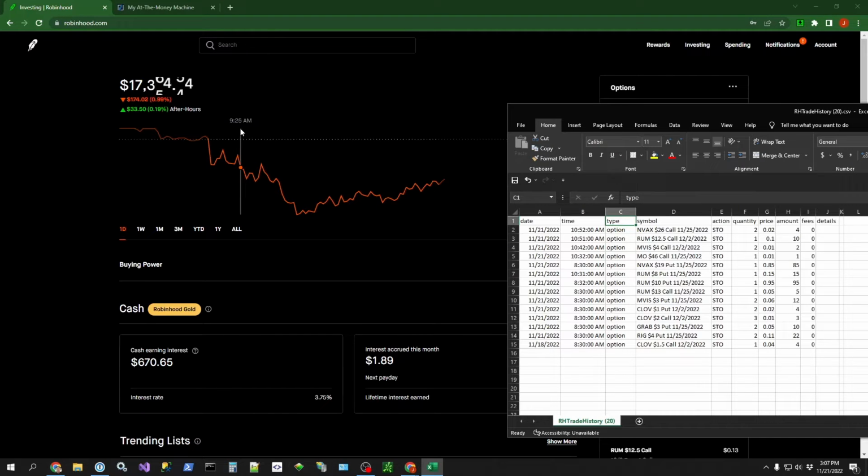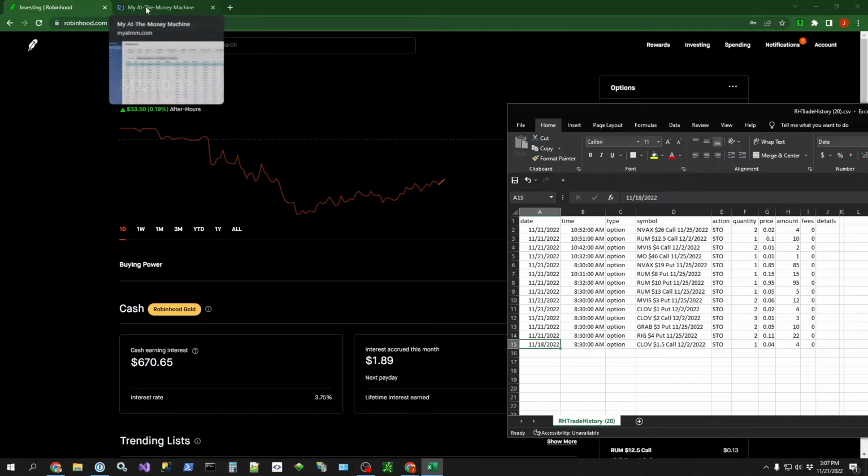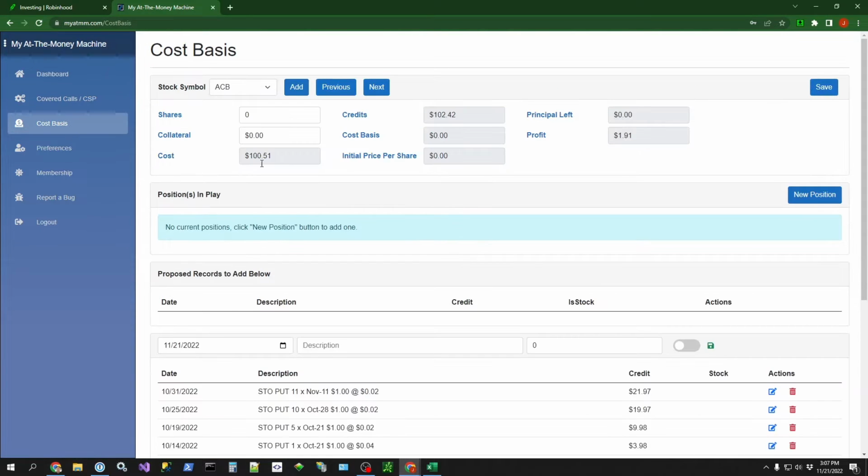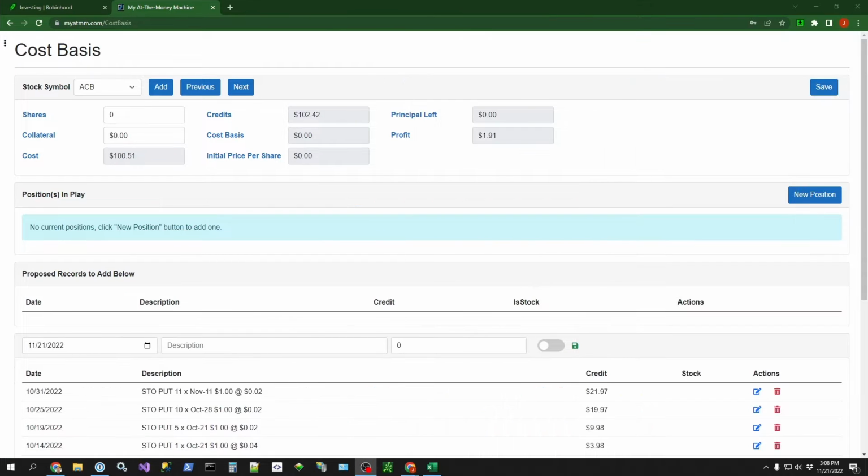All right, so first thing I do is look at the spreadsheet. These are the trades that came in. Let me check the dates. 11/21. This one's from 11/18. I think this one has already been recorded. We can go in there and check it. So coming back to My At the Money Machine, we go to the cost basis, and I'm actually going to... okay, sorry about that. We're going to go ahead and get back to this.